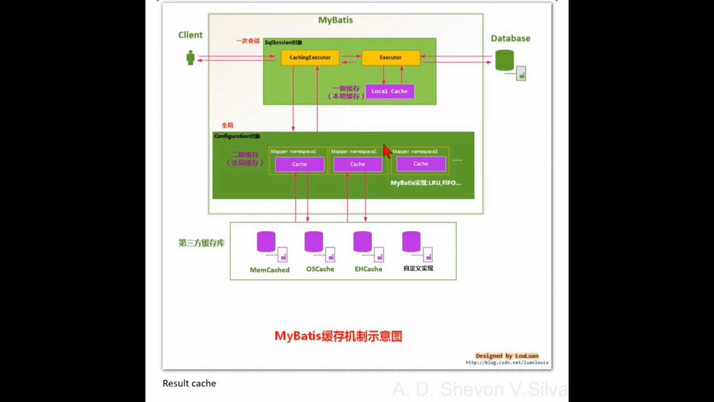SQL session and configuration are inside MyBatis, and caching executor and local cache are inside SQL session. Here the caching executor interacts with the local cache, and the executor interacts with the database. Here the caching executor interacts with configuration. Mapper namespaces are inside configuration.